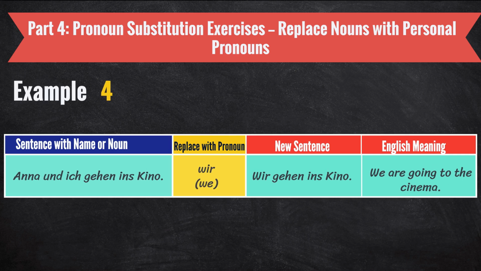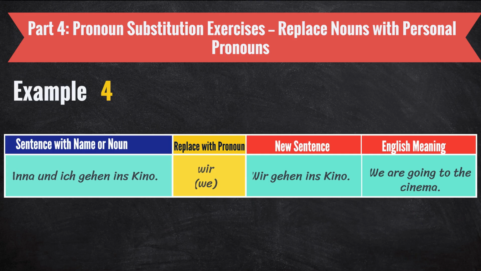Example 4. Anna und ich gehen ins Kino. This means Anna and I are going to the cinema. When you speak about yourself and others, you use the pronoun wir, which means we. The sentence becomes Wir gehen ins Kino. This means we are going to the cinema.